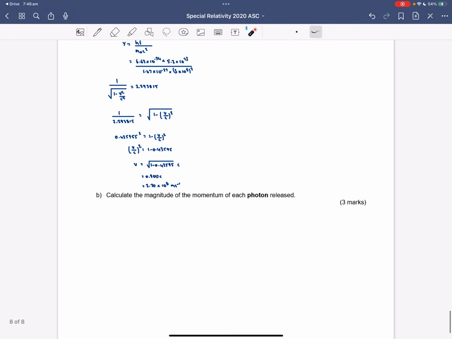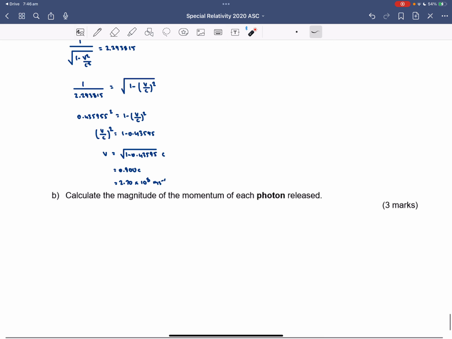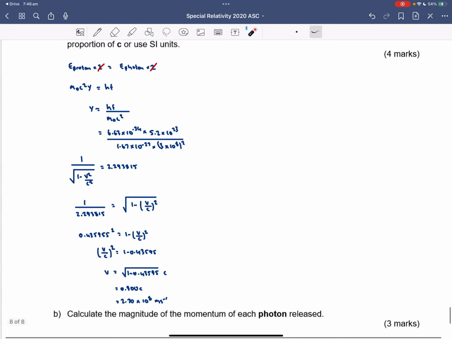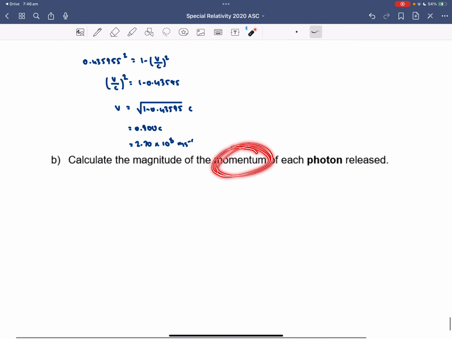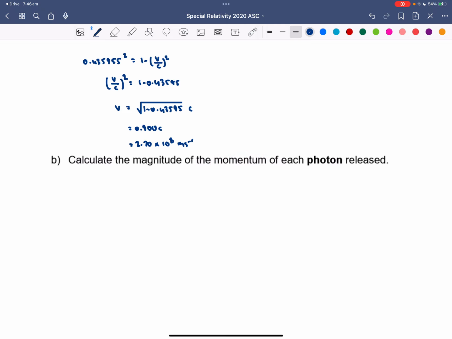Calculate the magnitude of the momentum of each photon released. We want the momentum of each photon. So which formula do we have that's got momentum in it? Remember, you can't use this formula for momentum. The most common formula is momentum is mv, or for relativistic momentum, momentum is mv on root 1 take v squared on c squared. We can't use either of these formulas, and why not? Because the mass of a photon is 0.